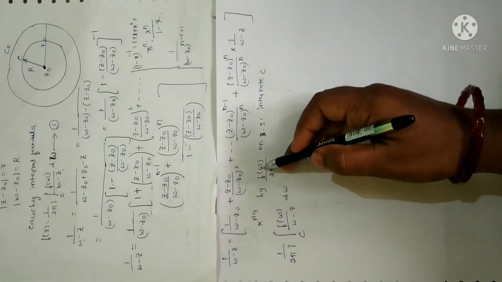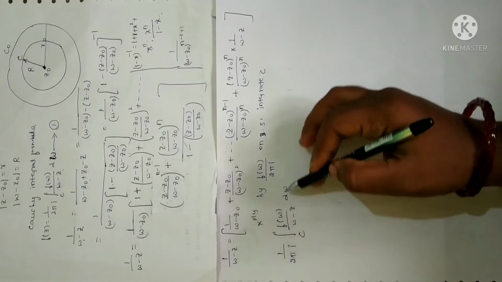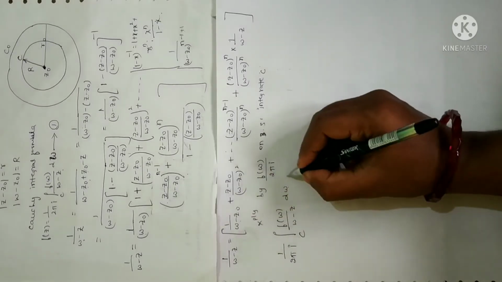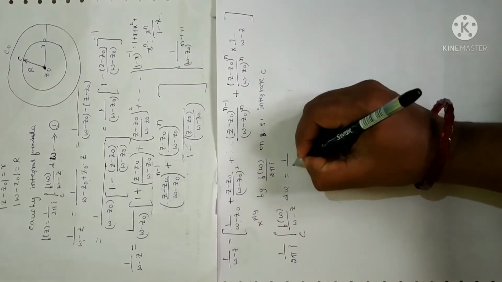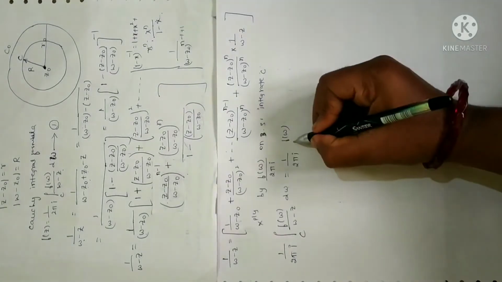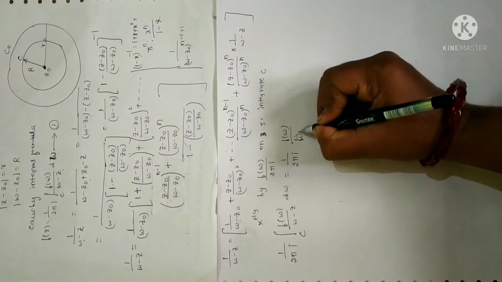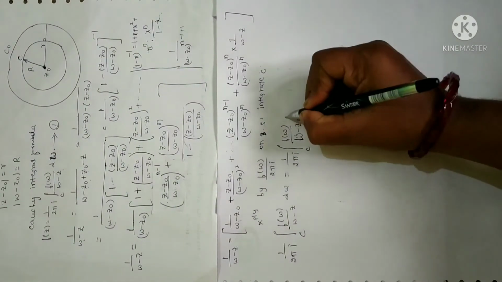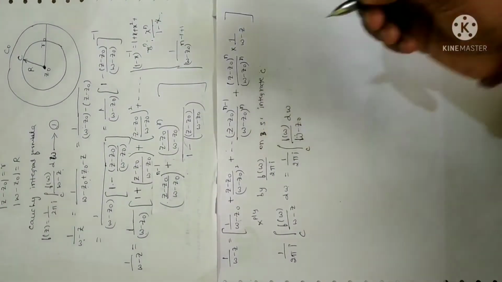Why? Because f is a function of w, so we have to integrate over the curve C with respect to dw. I'm going to do the same here. For the first term, multiply 1 by 2 pi i into f of w. Now I have multiplied for the numerator, so the denominator will be w minus z naught. I'm going to integrate with respect to dw.